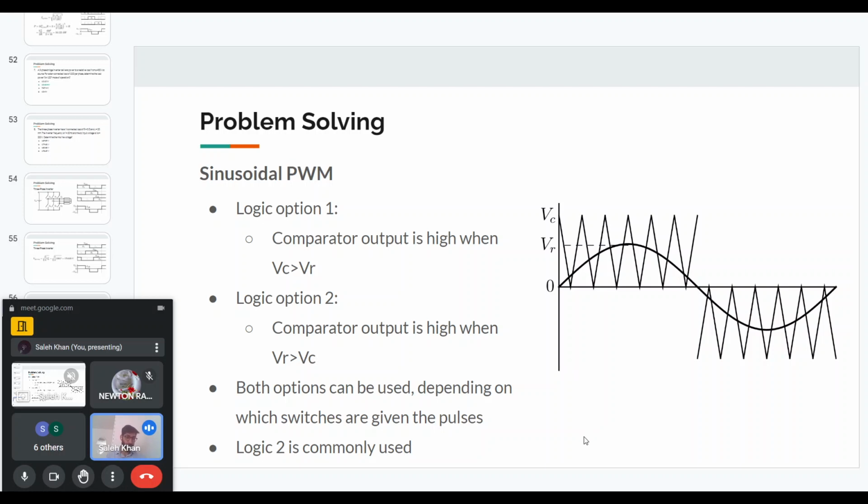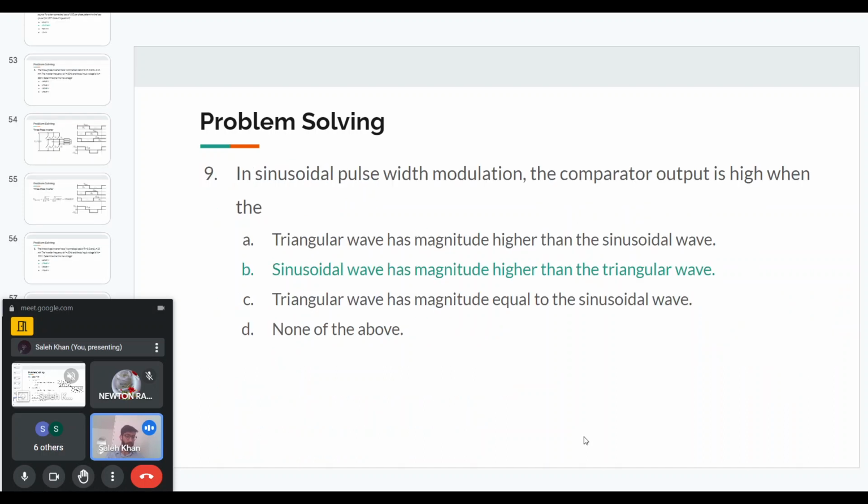And that is what was shown in the lectures, that the comparator output is high when the reference is greater than the carrier. I hope that is understood, and if there is any further doubt, you can ask again in the chat. So the answer to this question is that the sinusoidal wave has magnitude higher than the triangular wave. The sinusoidal wave is the reference wave, and the triangular wave is the carrier wave.